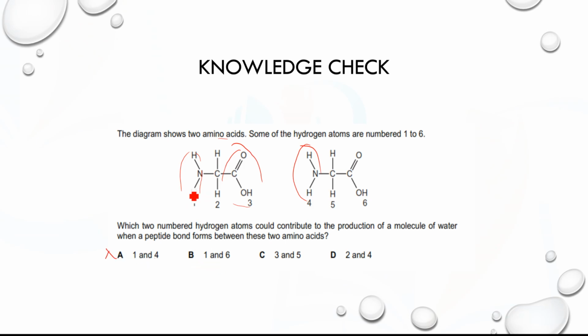B, 1 and 6. This hydrogen is attached to the amine group, and 6 is attached to the terminal carboxylic group. Yeah, that's correct. C, 3 and 5. 3 is hydrogen attached to the carboxylic group, but 5 is not attached to the amine group, so that's wrong. The hydrogen must come from a terminal amine group. 2 is not attached to a terminal amine group, so that's wrong. So the answer is B.